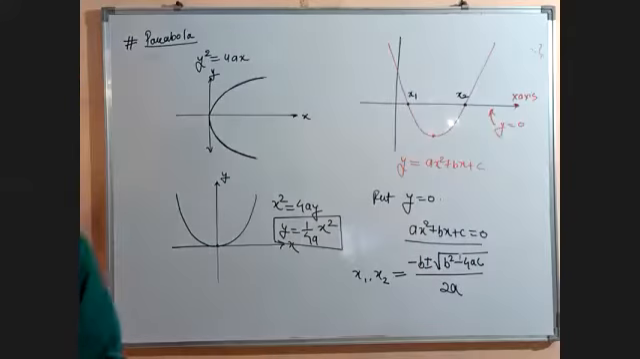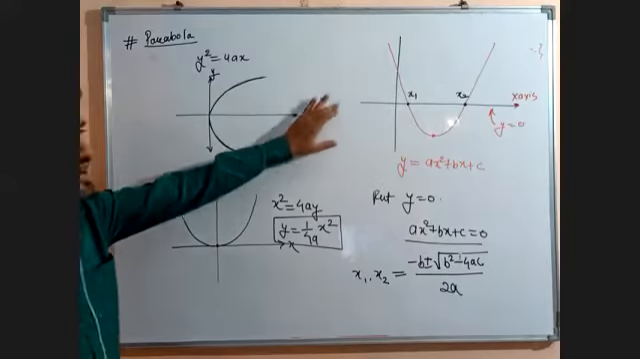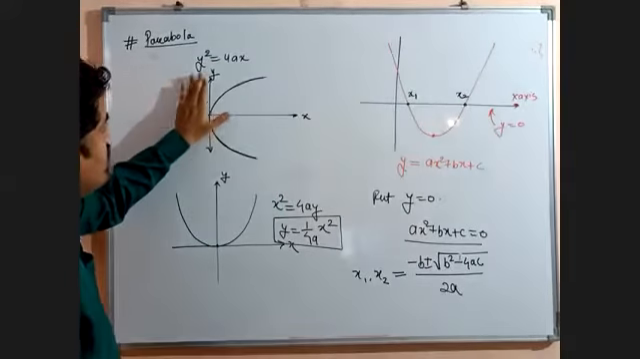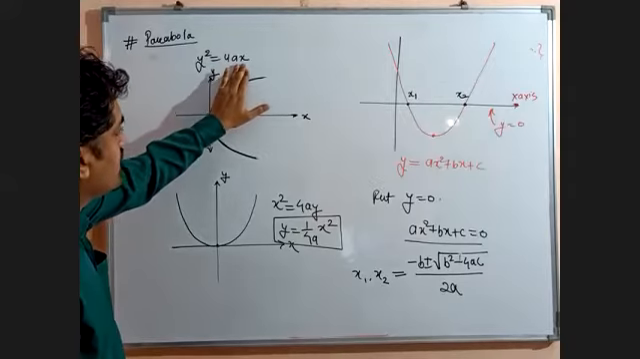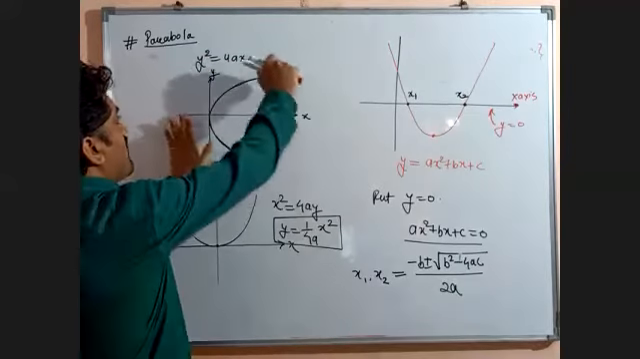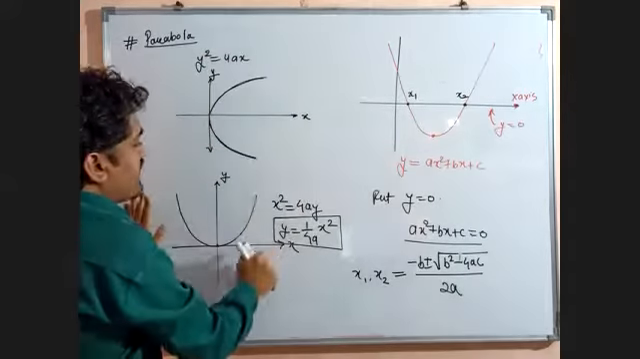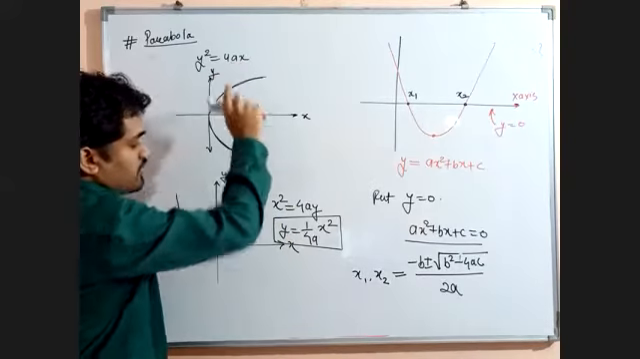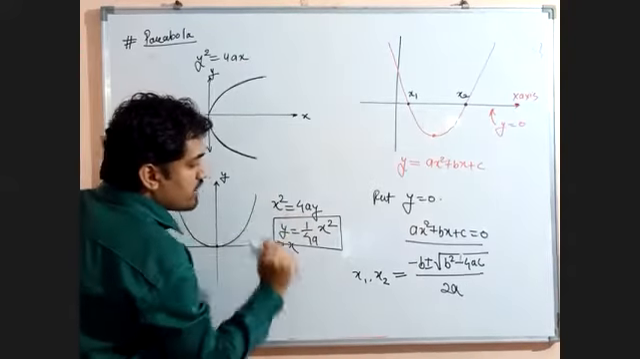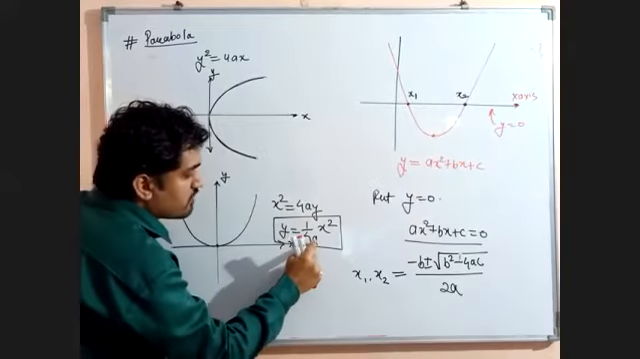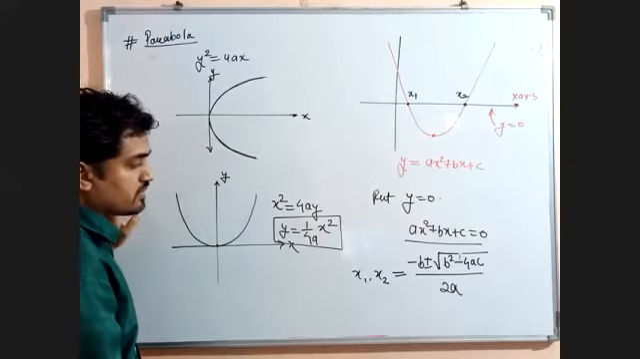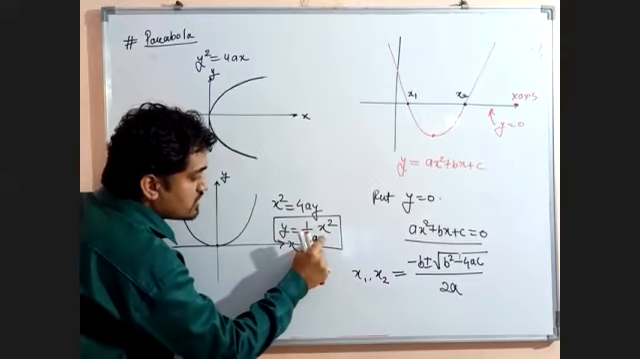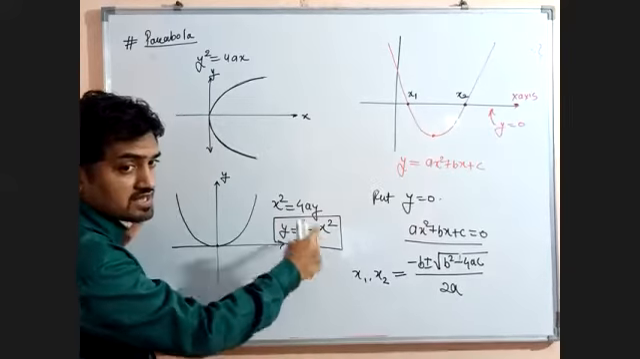So one thing you have to remember is that the graph of quadratic equation is parabola. This is simple form of parabola, y square is equal to 4ax. And if we rotate this parabola by 90 degree, then in the equation we have to interchange x and y. So x square is equal to 4ay, y is equal to 1 by 4a x square. Okay, and if we put y equal to 0, we will get 0 comma 0.